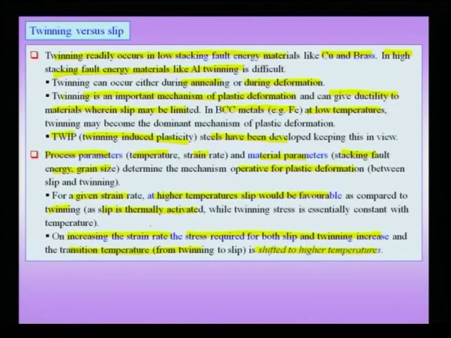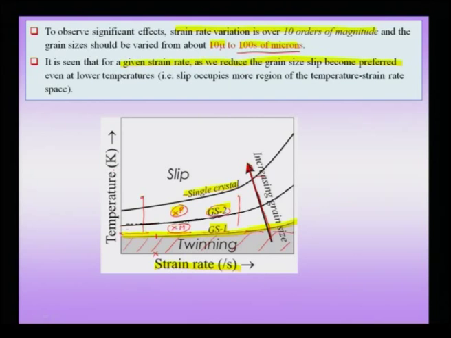That means which mechanism the system chooses is a function of the process parameters, which we just considered in the curve, but additionally also of material parameters like grain size and stacking fault energy. Obviously, if the stacking fault energy increases, twinning would be less preferred, the zone of twinning shown here would decrease, and therefore I would usually observe slip in materials with high stacking fault energy. These curves would go down correspondingly. So, to summarize, for a given strain rate, as we reduce the grain size, slip becomes preferred even at lower temperature. That means slip occupies more region of the temperature-strain rate space.